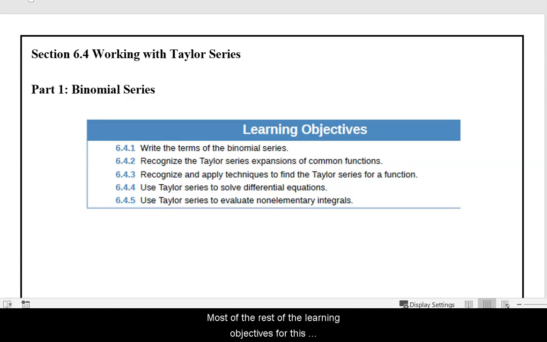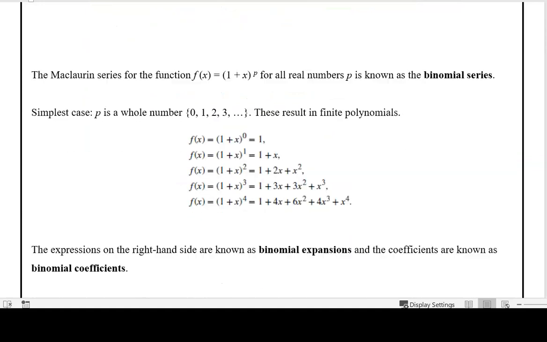Most of the rest of the learning objectives for this section will be covered in the second video. Binomial series are something that is relatively new to most students because we never have enough time in college algebra to cover it. Let's take a simple example.